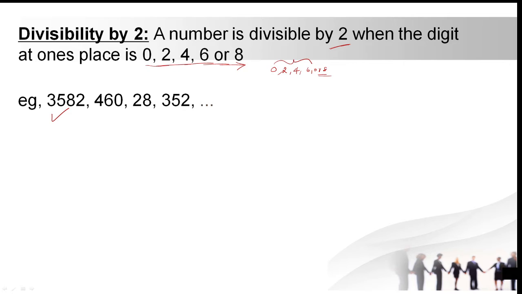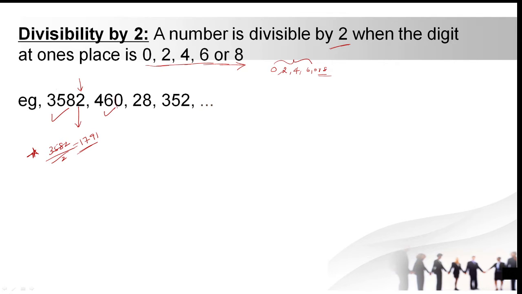The first number is 3582. It is having 2 in the last place, that is the ones place. So no need to divide this number by 2, by calculating like 1 times, 7 times, and 9 times. You are not supposed to do this kind of calculation to find whether this number is divisible by 2 or not. Simply we need to check the last digit. If the last digit is either 0, 2, 4, 6, 8, we can say simply the entire number is divisible by 2. That is the rule for 2 actually.